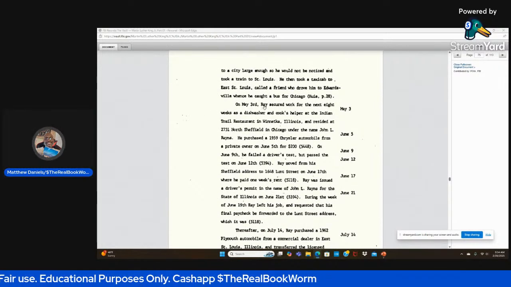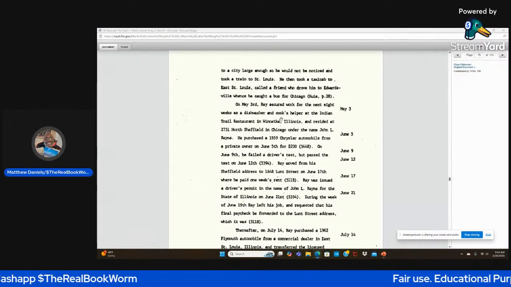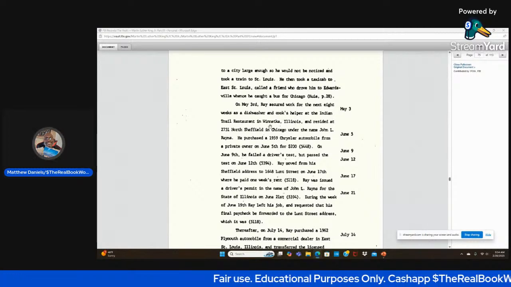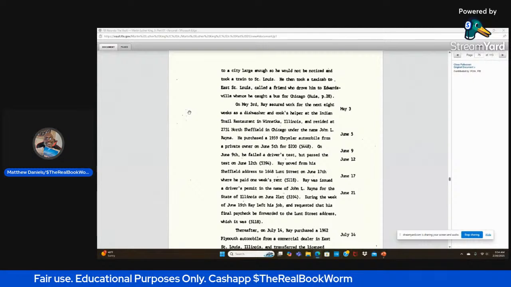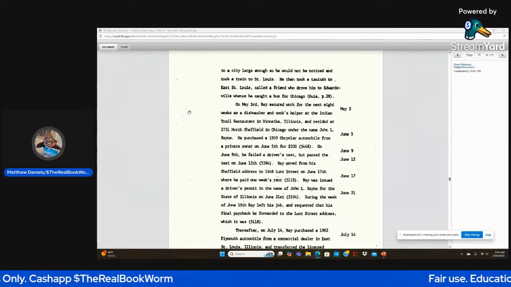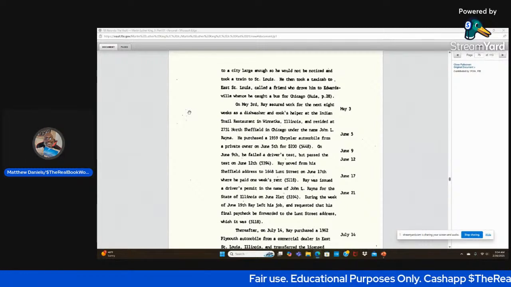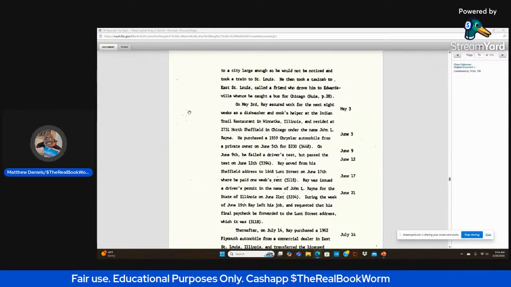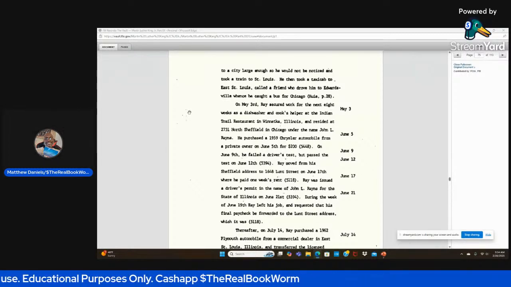On May 3rd, Ray secured work for the night, 8 weeks as a dishwasher and cook's helper at the Indian Trail restaurant in Winnetka, Illinois, and resided at 2731 North Sheffield in Chicago under the name John L. Raines. He purchased a 1959 Chrysler automobile from a private owner on June 5th for $200.